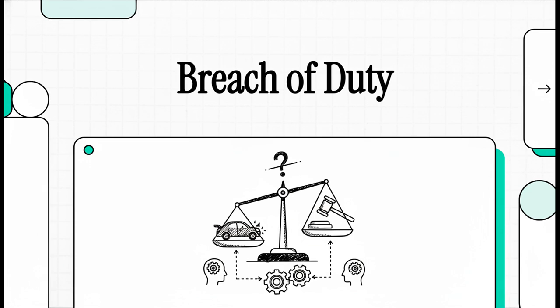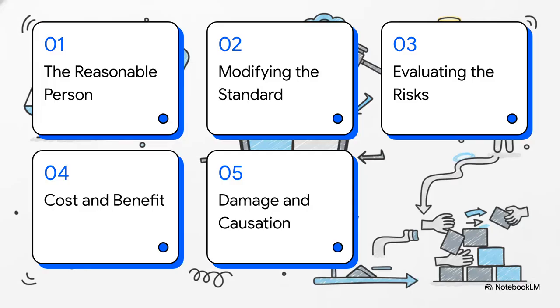Because honestly, these aren't just abstract ideas for law students. These are the exact rules you're judged by every single time you hop behind the wheel, show up to work, or even just play a game of catch. To really understand how courts decide fault, we're going to hit 5 key areas. We'll start with the baseline standard, then we'll explore the exceptions, evaluate real-world risks, balance out costs versus benefits, and finally, look at the actual concept of damage.